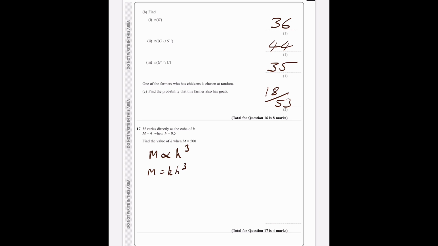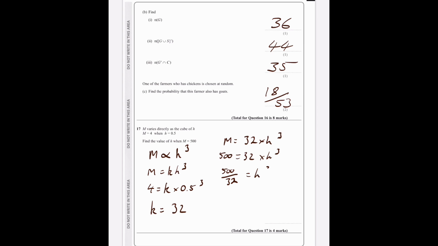Right, so m varies directly as the cube of h. M is directly proportional to h cubed if you prefer. Replace the proportional symbol with an equals k, where k is a constant of proportionality. Substitute 4 and 0.5 into that to find that k equals 32. Therefore, we can write that m is equal to 32 times h cubed. And all I'm going to do is unravel that, substitute in m to be 500, divide by 32, cube root it, and we get a value of h, which is 5 over 2, or 2.5.